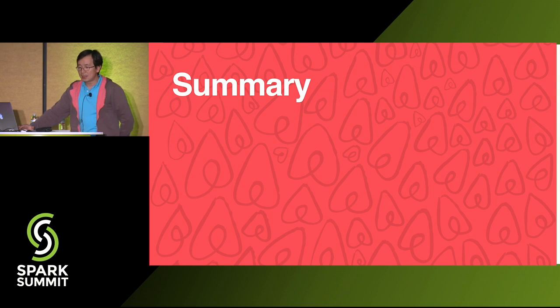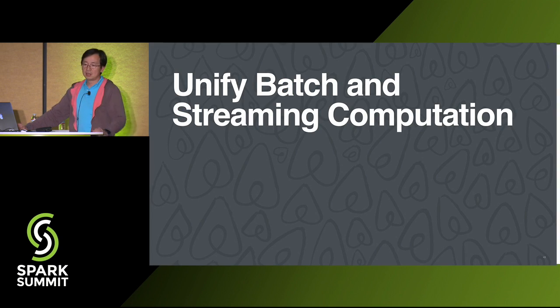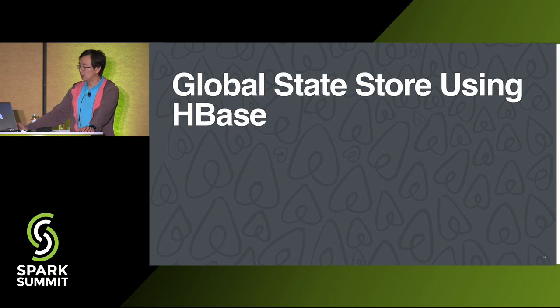So at the end, I want to emphasize two things. The first lesson we learned is that it's important to have unified batch and streaming computation. Ideally, we want to have just one job. The only difference is the source definition. The reason is that sources normally have different formats and need different kinds of preparations, so it's okay to have a different source definition, but the computation and the sink should be the same. The second lesson we learned is that a global state store gives us a unique advantage. Many of our use cases are enabled because we have a shared global state store.